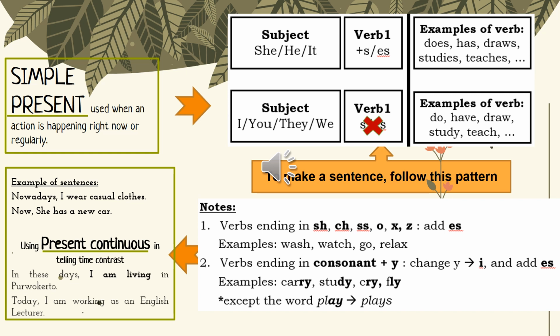The second note: when you find verbs ending in a consonant plus y, we change the y to i. Then you can add es. For example, carry becomes carries, study becomes studies, cry becomes cries, and fly becomes flies. Except the word play, we don't need es, we only add s here.